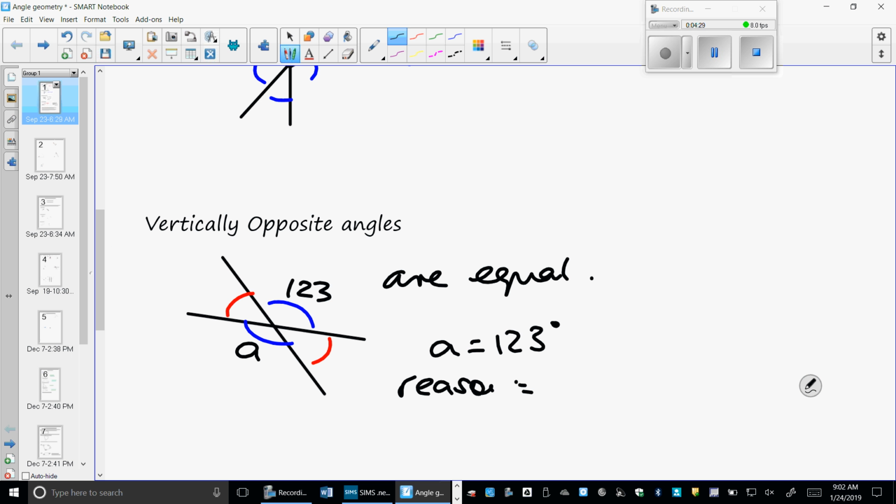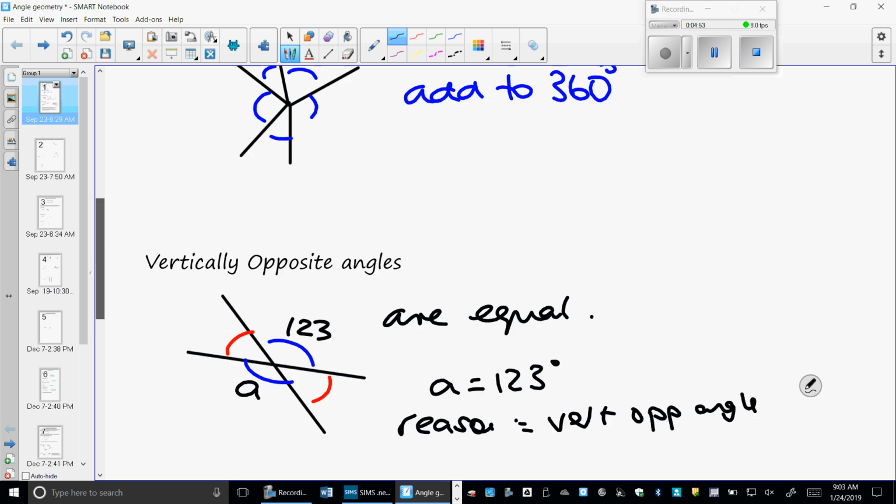Yes, but you can write it in shorthand. So I would probably just write "vertically opposite." That's sufficient, okay? As long as you're getting across the message that you know why. Please also be aware that when they ask for the reason, that doesn't mean the calculation that you've used.